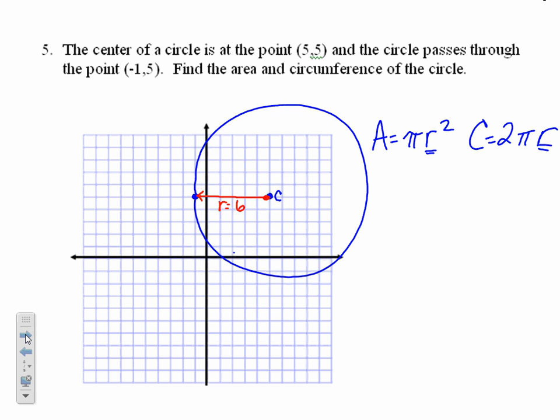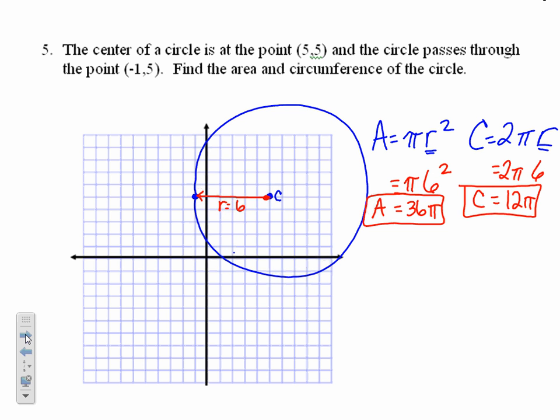And now that I know that, I can just plug that in. Pi 6 squared, that's 36 pi. 36 times 3.14, if you want a decimal approximation, you can do that. Or you can just leave it as 36 pi. Now if we do circumference, 2 pi, radius, that would be 12 pi. So circumference is 12 pi and area is 36 pi. Drawing that picture helped us figure that out. So don't be afraid to draw a picture if you don't have one already provided for you.